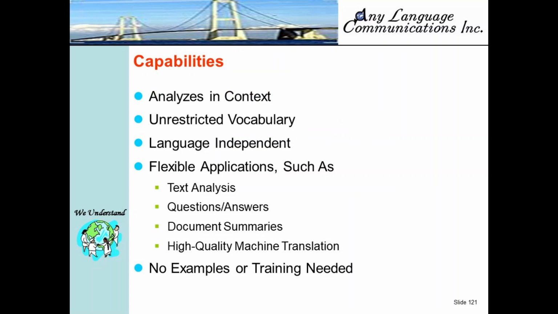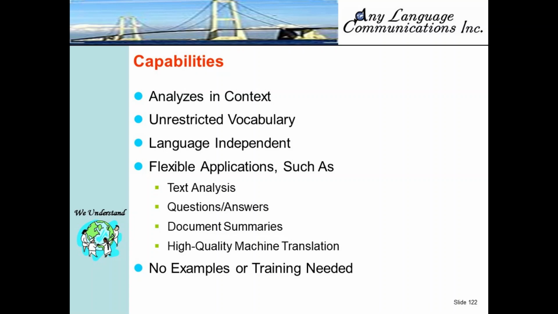So, in summary, relationship analysis analyzes text in context with an unrestricted vocabulary for any language, and has flexible applications such as text analysis, questions and answers, document summaries, and high-quality machine translation. And no examples or training are needed. The prototype applications you've seen are just that, prototypes, with just enough syntax and words to show their capabilities. The semantic engine is complete for all languages, but may need to be adjusted as further testing is done.